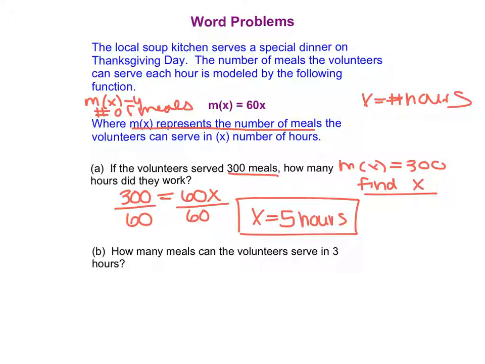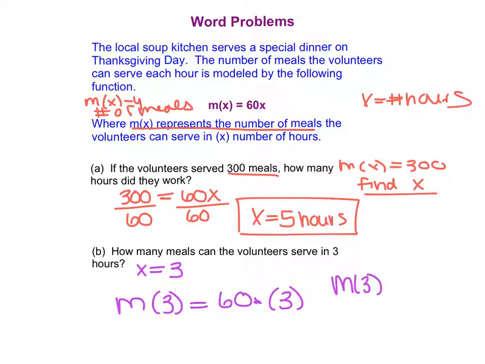Then if I look at this second example down here, this says how many meals can the volunteers serve in 3 hours? So number of hours is my x value, so I know x is equal to 3. So my number of meals that I can serve in 3 hours is equal to 60 times my x value, which is 3. So if I use my order of operations, I do my multiplication, so I get meals in 3 hours is equal to 180, and then we know that m of x represents meals.